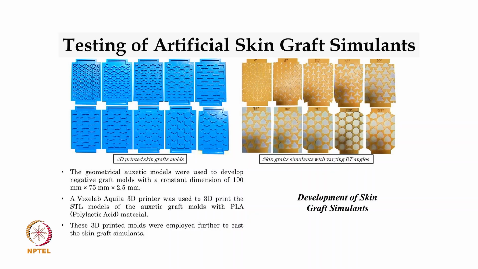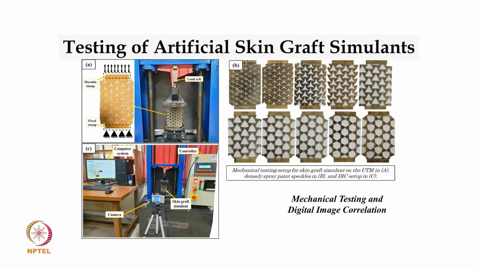So all the skin graft simulants are now clearly marked 0 to 135. The geometrical auxetic models were used to develop the negative graft molds, and 3D printers, like I said, were used to develop the final skin simulant material. Skin simulant material we had already explained, we have the composition for that, right? So this is what we used for further testing.